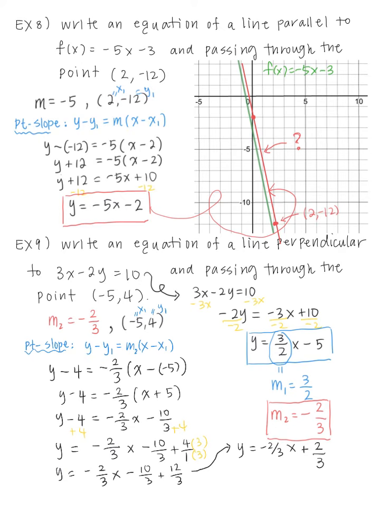All right, so guess what? This is our answer, which means that this line, y equals negative 2/3 x plus 2/3, is perpendicular. It's going to intersect the given line at a 90-degree angle. So let's take a look at these two lines.